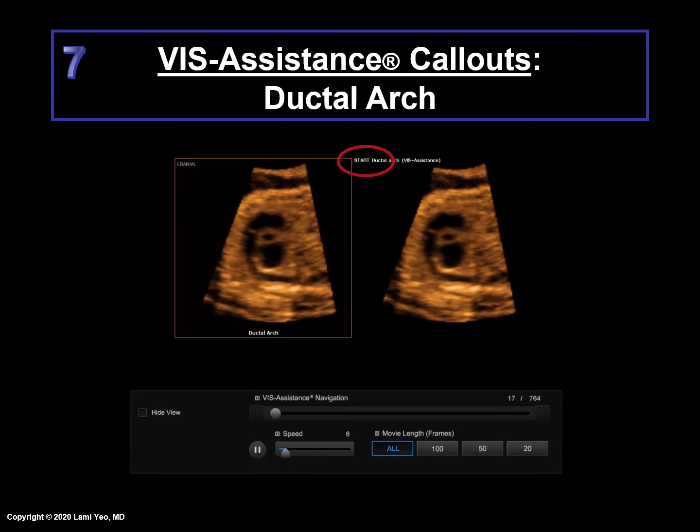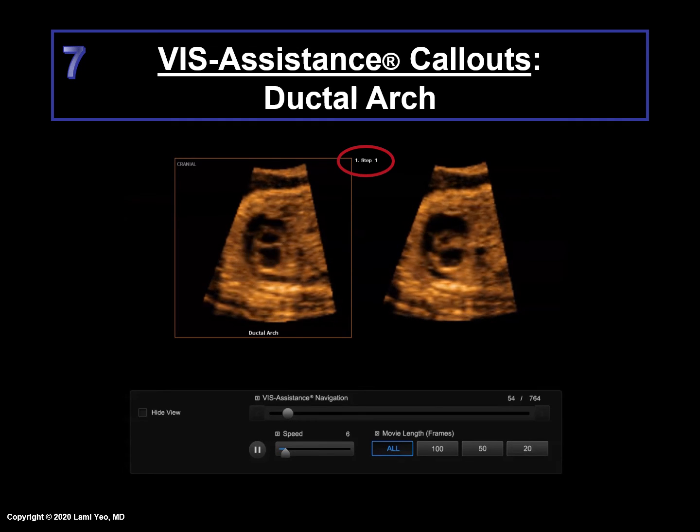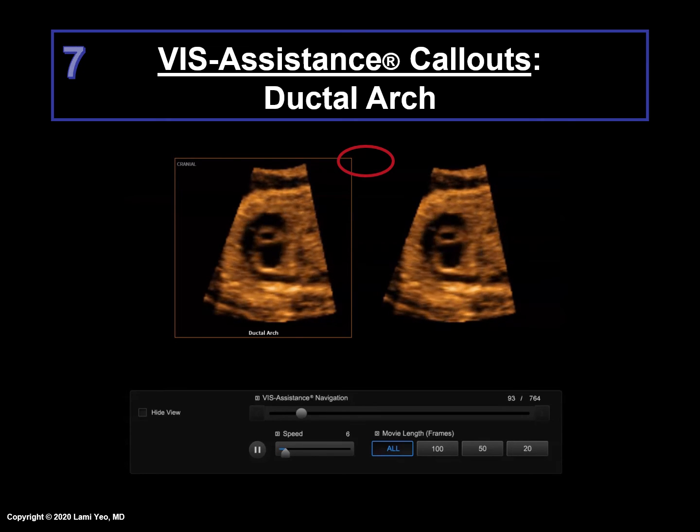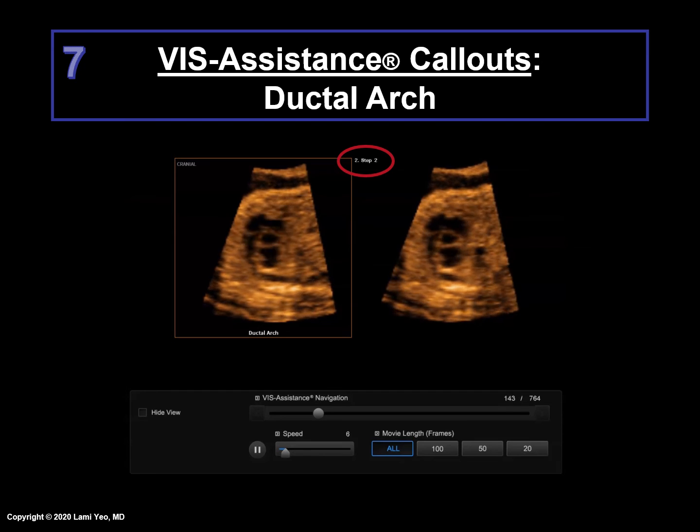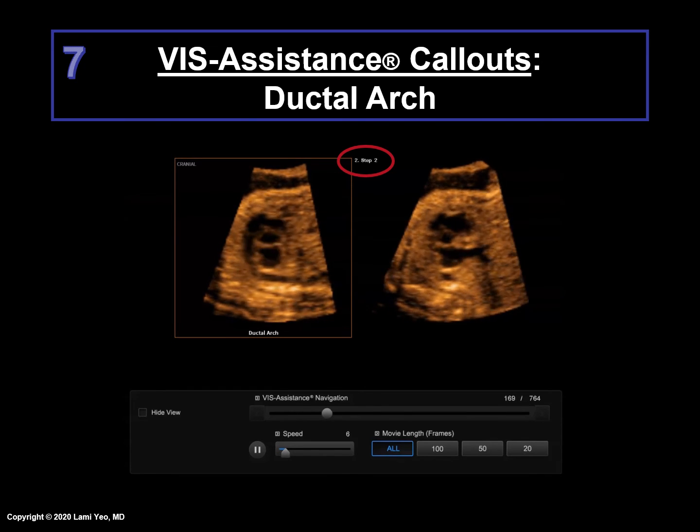Here is an example of the ductal arch VISA. The first callout states step 1. Since the FIND method has already obtained an appropriate ductal arch through the diagnostic plane, the VISA navigational movements may not improve the ductal arch further. The second callout states step 2, and this may show the tricuspid valve movement, which is seen here.